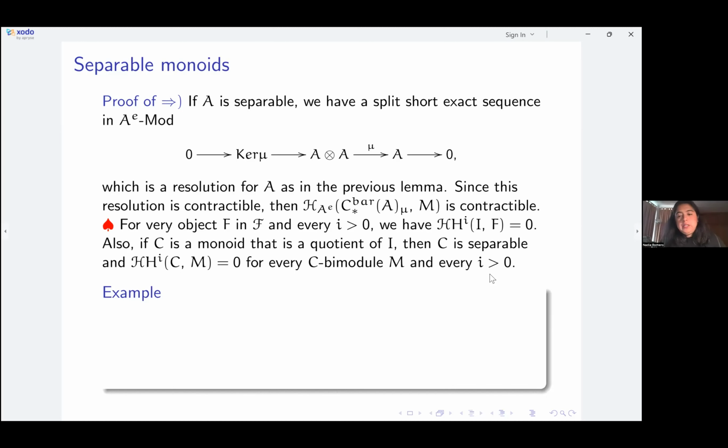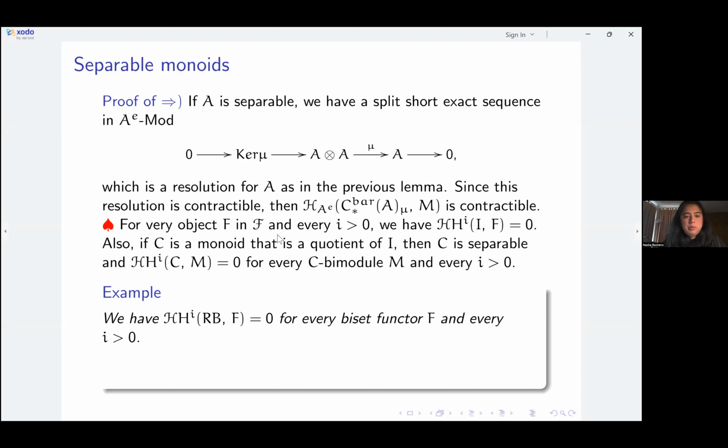And so this is an example in the context of biset functors, because as you remember, at the beginning we said that the I in this situation of biset functors is the Burnside biset functor. So the translation of this property for I is precisely this one. So this is 0 for every other biset functor, F.